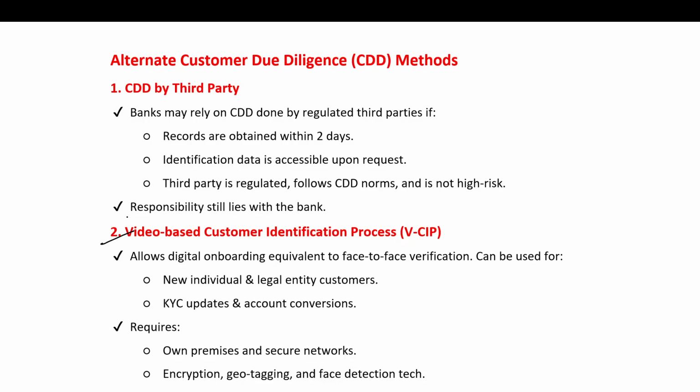Say a customer lives in a remote area, so instead of traveling to a branch which might be, let's say, 50 or 100 kilometers away from his village, the customer can complete the KYC through a secure video call with a bank official by showing the Aadhaar and answering a few questions.